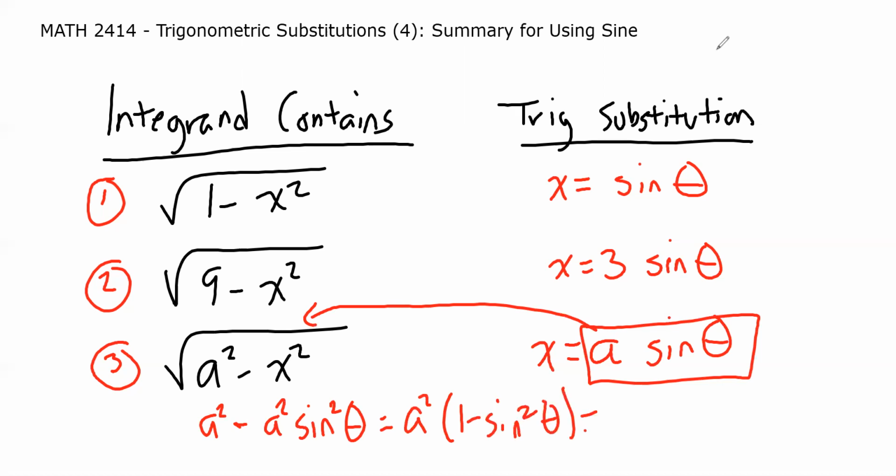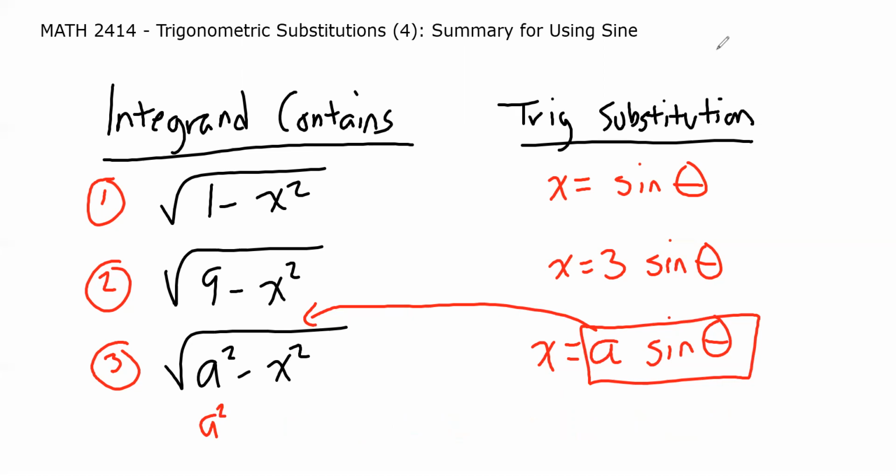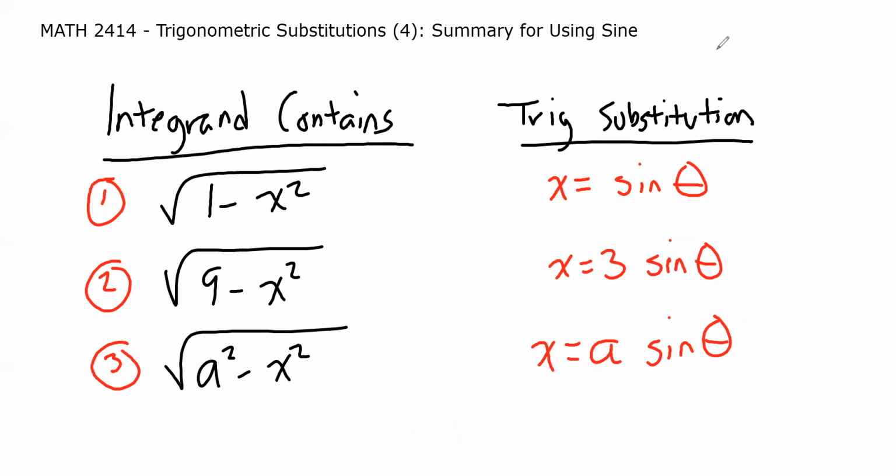And there's the Pythagorean identity that allows us to condense the subtraction problem to cosine squared theta. And it'll happen that way every single time. So it's all about setting it off with the correct substitution. In this case, if you're integrating something containing the square root of a squared minus x squared, then you should let x equal a sine theta.